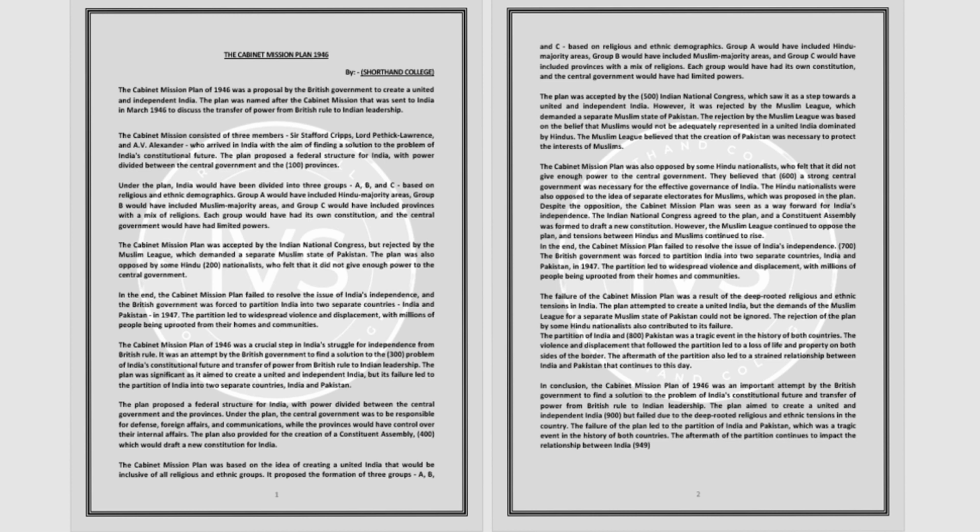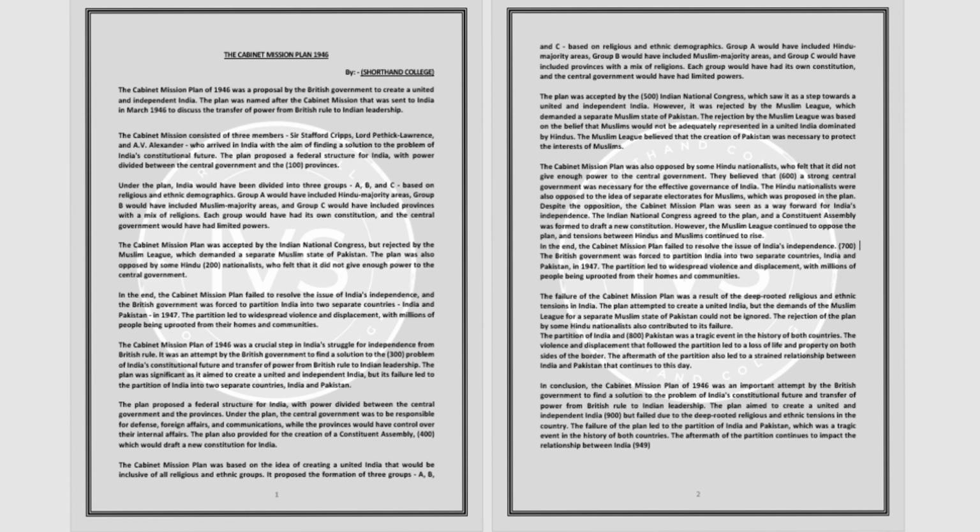The Cabinet Mission Plan of 1946 was a proposal by the British government to create a united and independent India. The plan was named after the Cabinet Mission that was sent to India in March 1946 to discuss the transfer of power from British rule to Indian leadership.